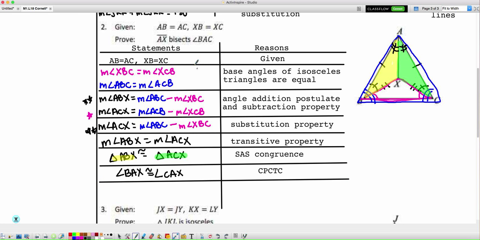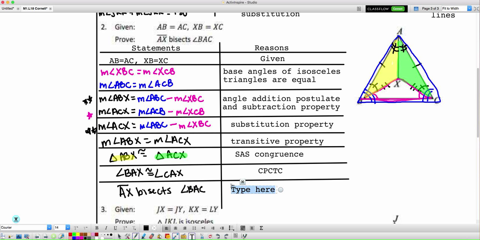By definition, if those two angles are equal in measure, that must mean that AX is an actual bisector. So I'm going to jump to what I wanted to prove. AX bisects angle BAC, and my reason is by definition of angle bisector. So knowing that I created two equal angles meant that that must be a bisector by definition.